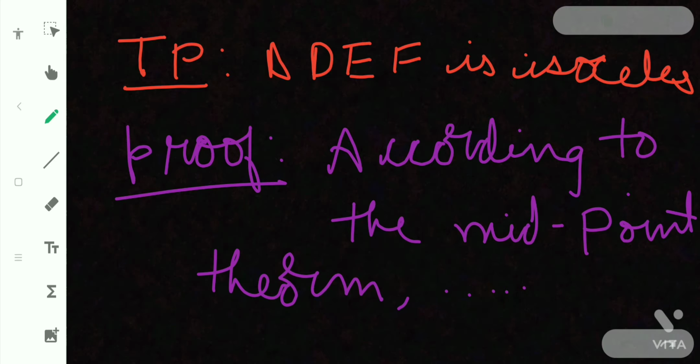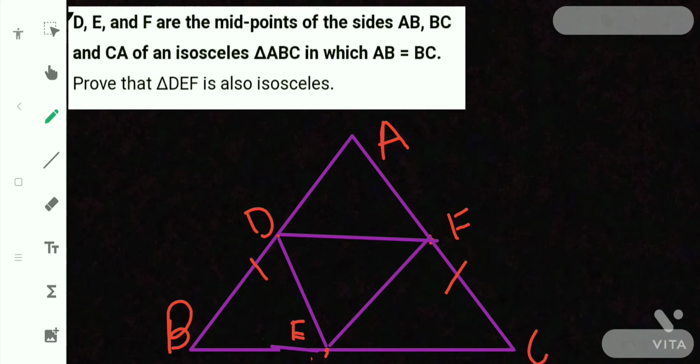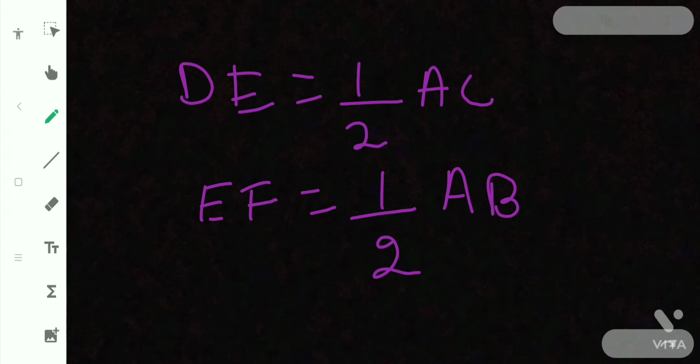Now let us see what else we can do with the help of the diagram. Now in the question you can see here AB is equal to BC. So if AB is equal to AC, half of AB will also be equal to half of AC. Am I right?